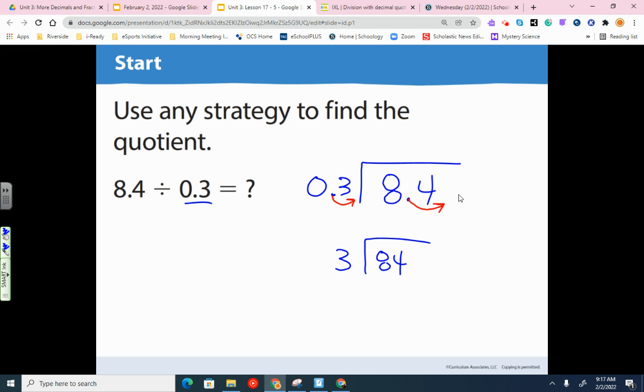3 dividing into 84. So we just do it the typical way. 2 3's go in there, which gives us 6, gives us 2, bring down our 4. 3 times 8 gives us 24, with no remainder. So our answer is 28. So that's how many 3/10 we need to get 8 and 4/10.